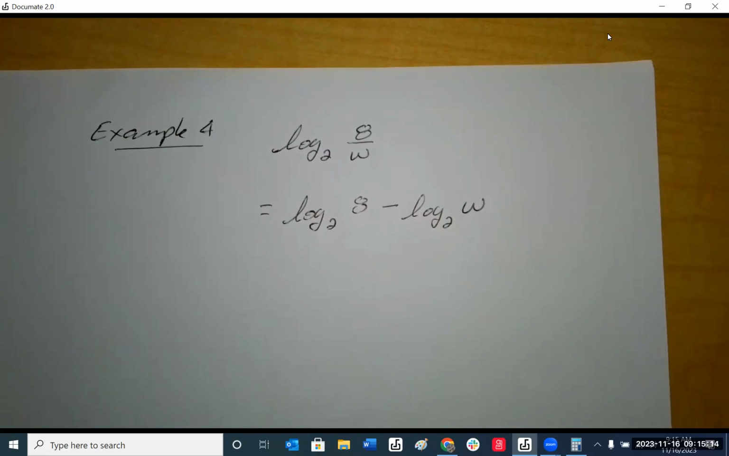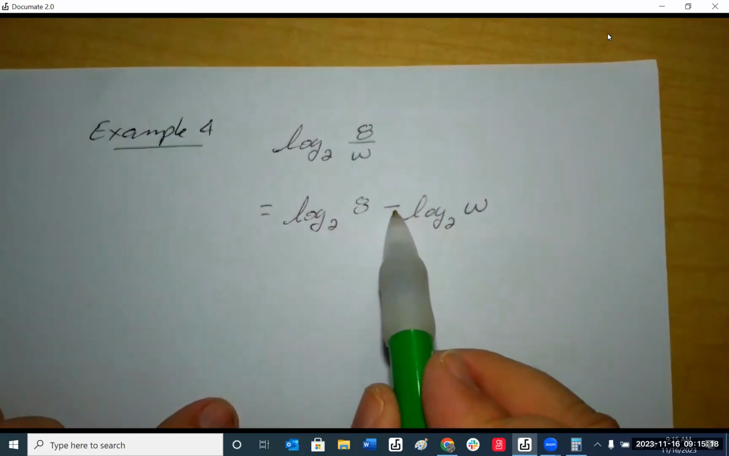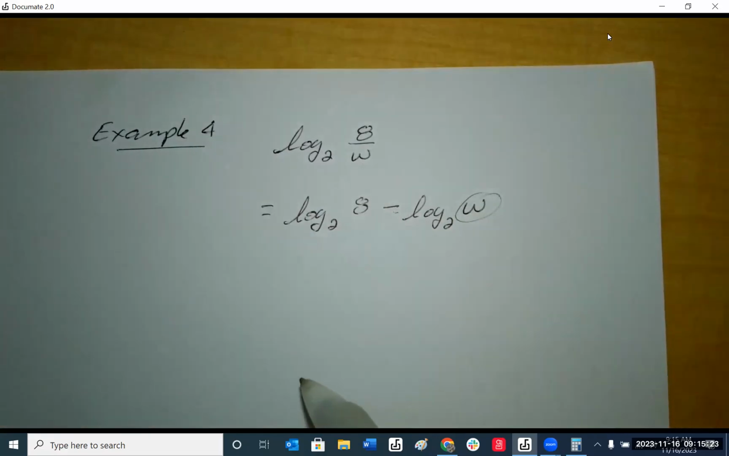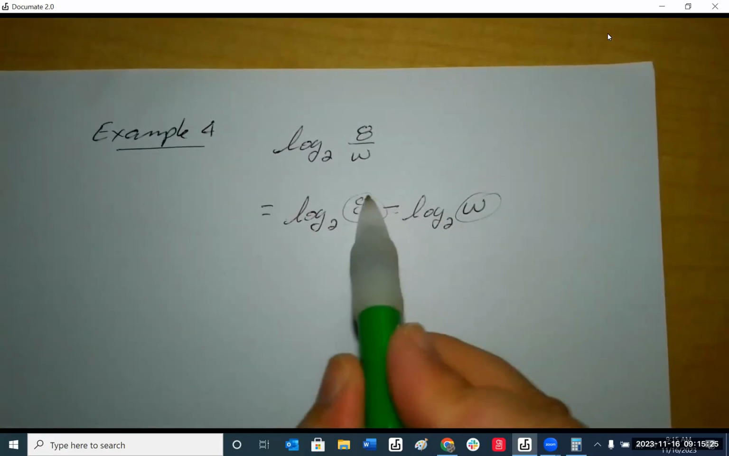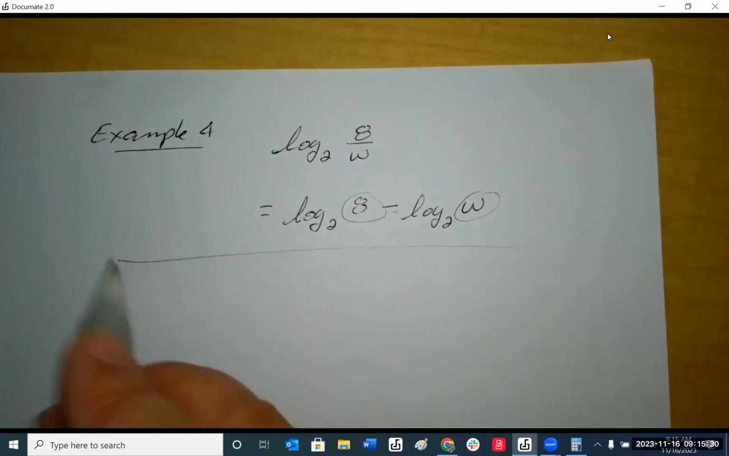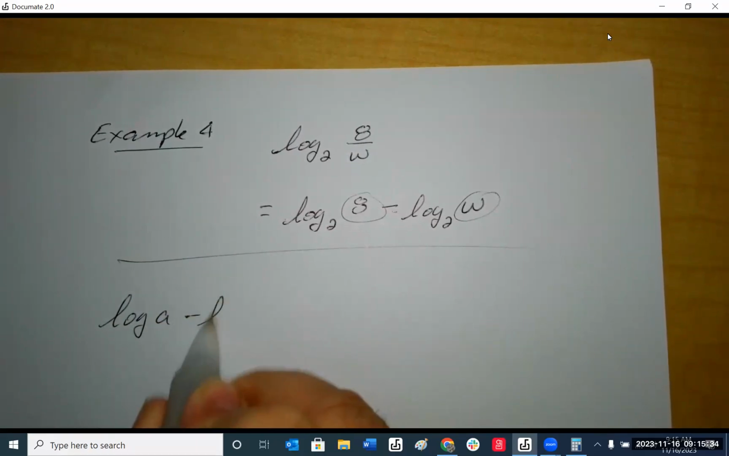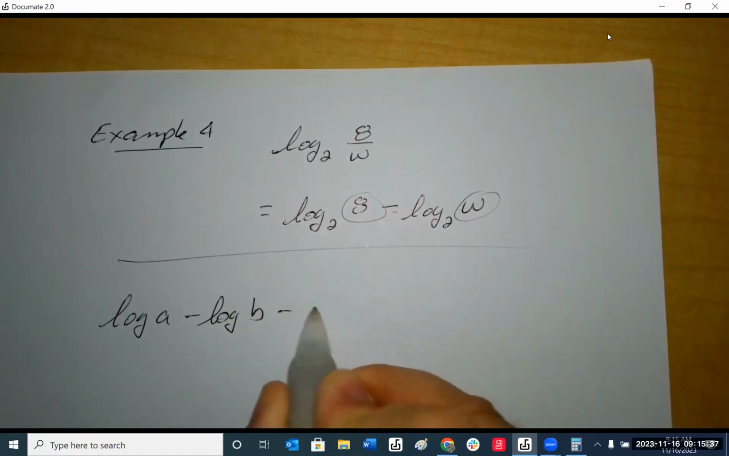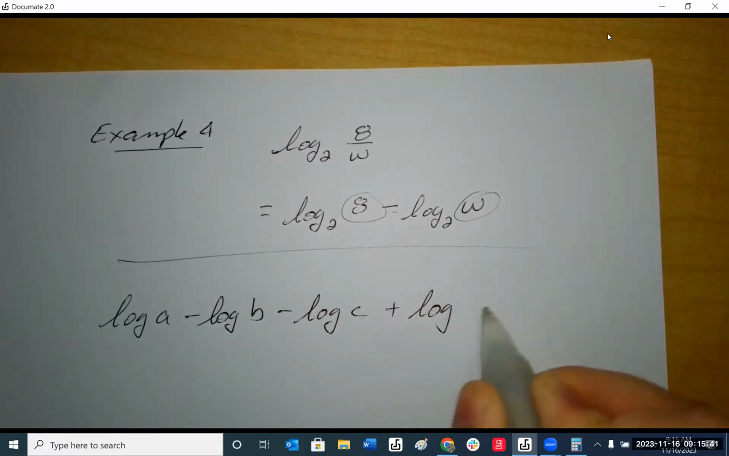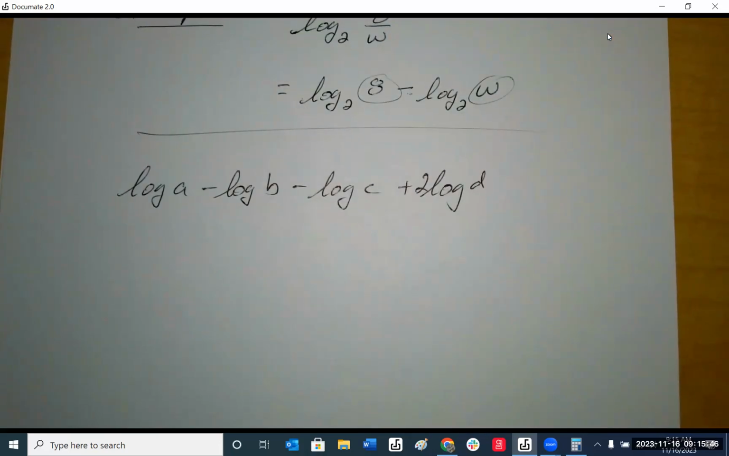So it's also important to note that if you have a whole series of these logarithms, if it has a negative in front of it, that part will always go on the bottom. If it has a positive, that part will always go on top. So for example, if I had log of A minus log of B minus log of C plus 2 log of D, how would you put that all together?